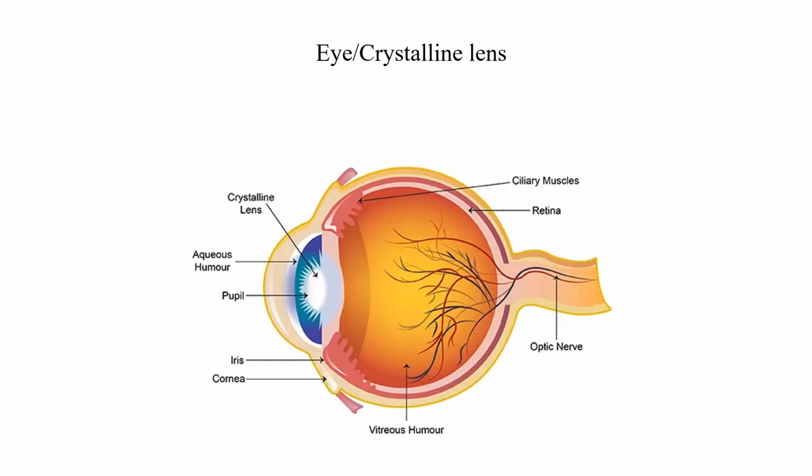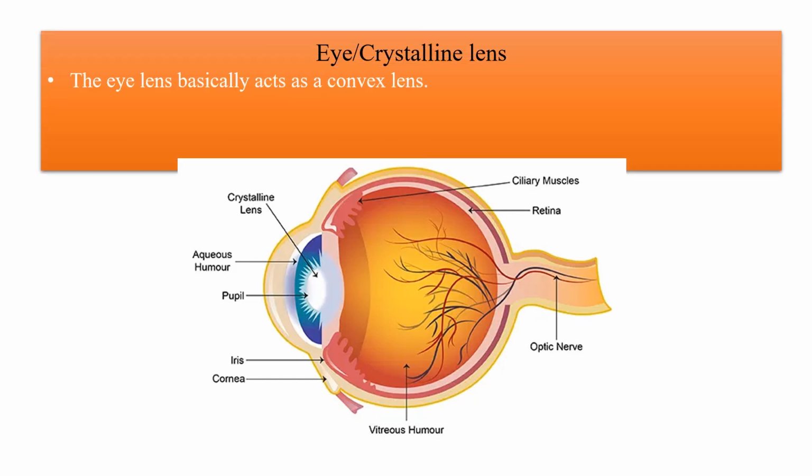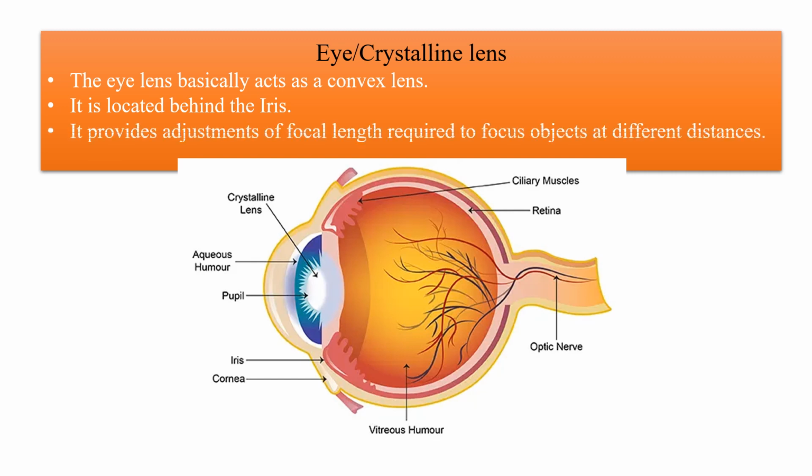Okay. Now, next we'll talk about the eye lens, which is also known as the crystalline lens. Now, we know that eye lens basically acts as a convex lens. The lens present in human eye is a convex lens, which is located behind the iris. Now, it provides adjustments of focal length required to focus objects at different distances.